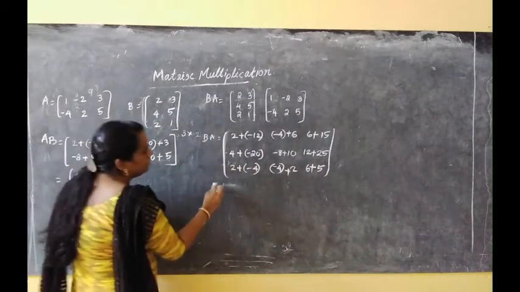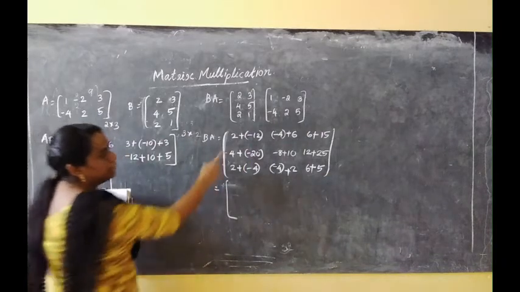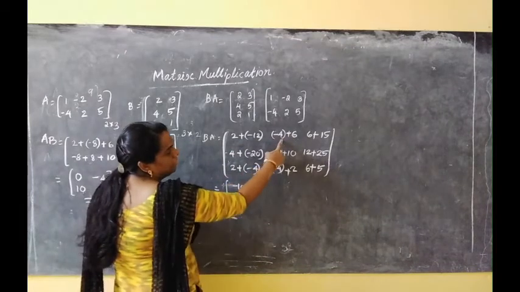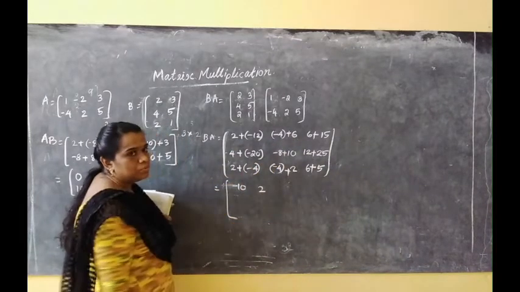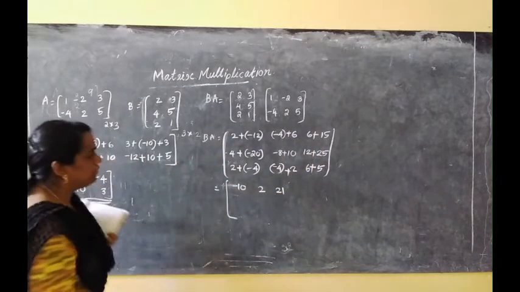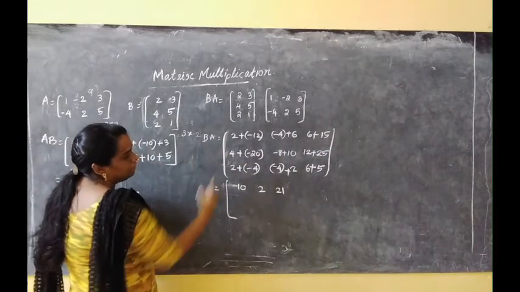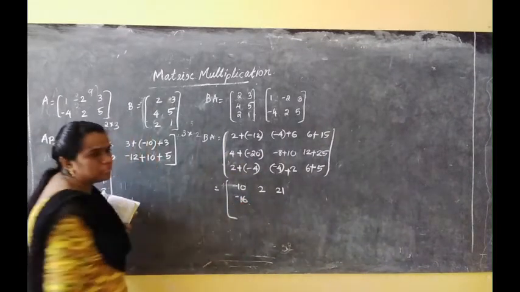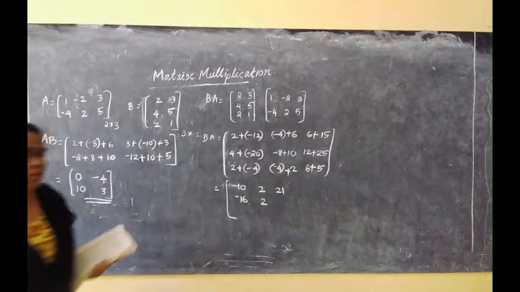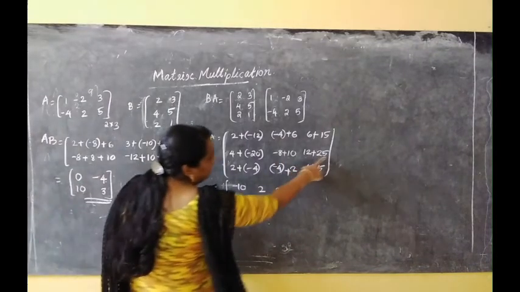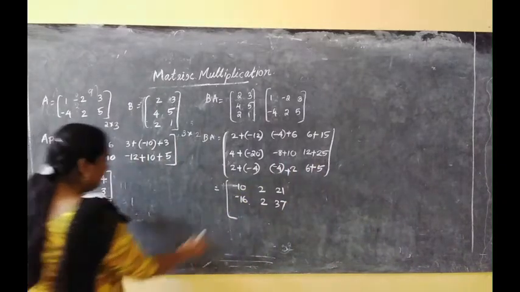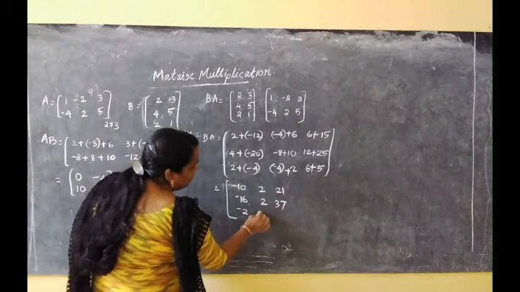Okay? Now we can simplify this. 2 minus 12, what do we get? First element, minus 10. Then minus 4 plus 6, 2. Then 15 plus 6, 21. Here 4 minus 20, minus 16. 8 minus 8 plus 10, we get 2. Then here it is 12 plus 25, 37. Here 4 minus 4 plus 2 gives minus 2, and here also minus 2.